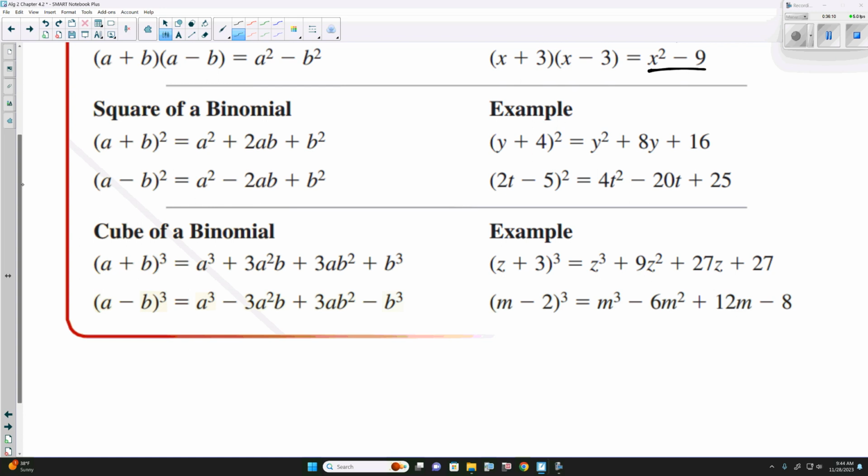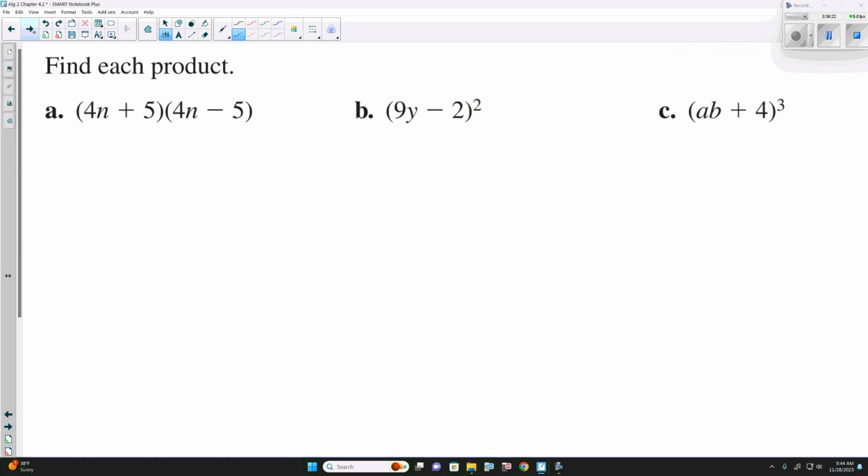And for most, having this memorized and actually multiplying it out is not too much faster for y'all at this point. You'll be able to do one or the other. Because here, the first one, 4n plus 5 times 4n minus 5. Difference of perfect squares. 4n, 4n, 5 and 5. 4n times 4n would be 16n squared. 5 times 5 is 25. So this should multiply together to give us 16n squared minus 25.